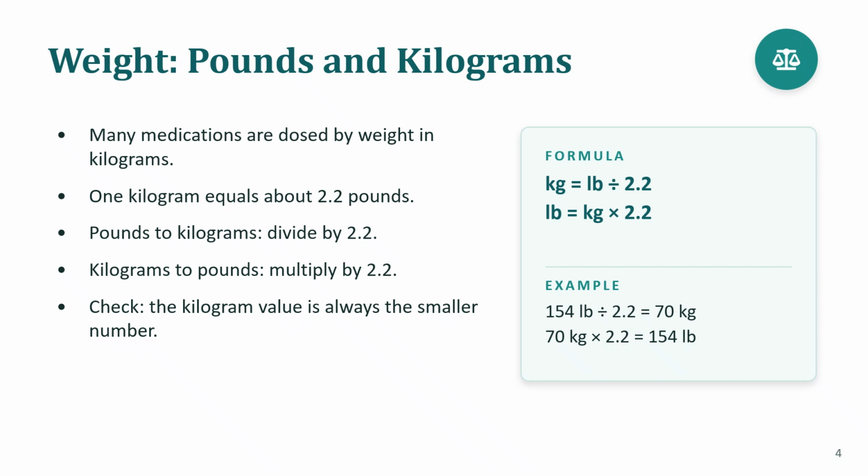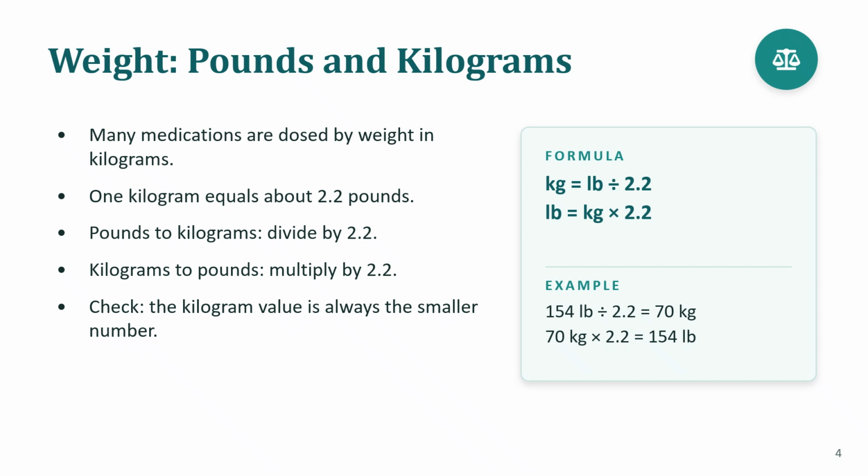Next is weight, pounds and kilograms, which you will use constantly because many medications are dosed by the patient's weight in kilograms, while patients usually know their weight in pounds. The relationship to remember is that 1 kilogram equals about 2.2 pounds. So to convert pounds to kilograms, divide by 2.2. To convert kilograms to pounds, multiply by 2.2.